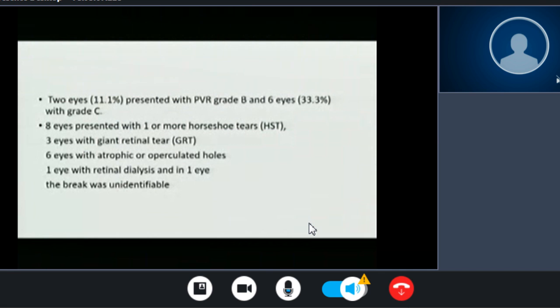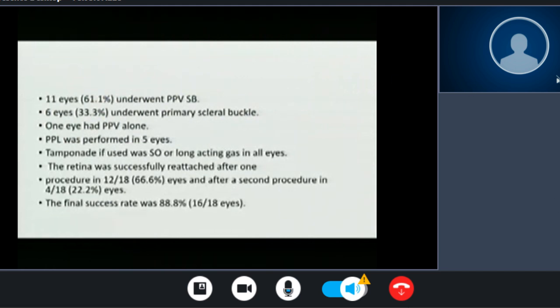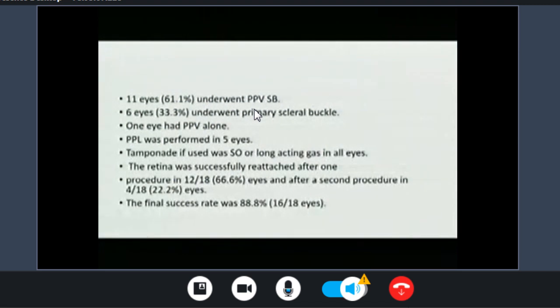8 eyes presented with horseshoe tear, 3 eyes with giant retinal tear, 6 eyes with atrophic or operculated holes, 1 eye with retinal dialysis, and in 1 eye the break was unidentifiable. Some patients had vitrectomy with buckle, some patients had buckle alone, and 1 patient only had vitrectomy alone, which highlights the complexity of detachments in these eyes. Tamponade used was either silicone oil or long-acting gas.